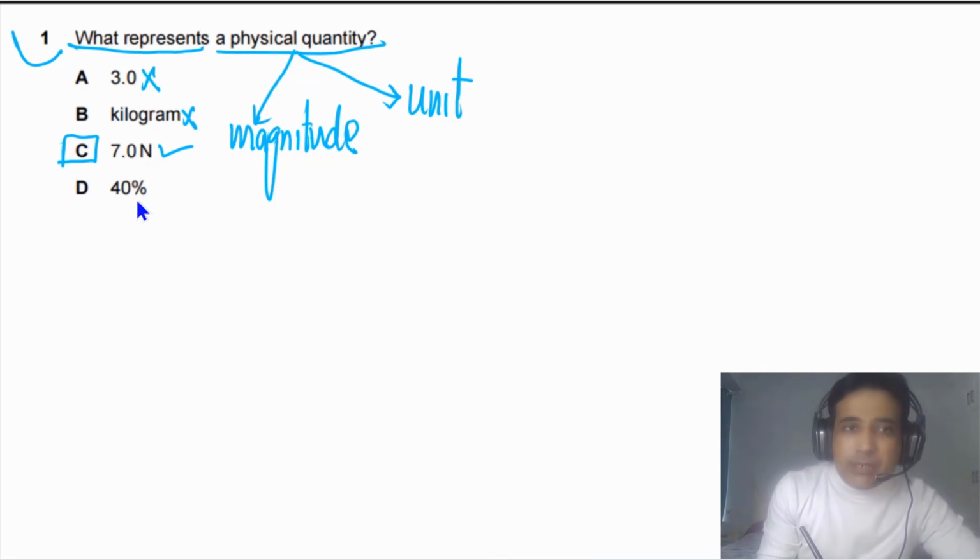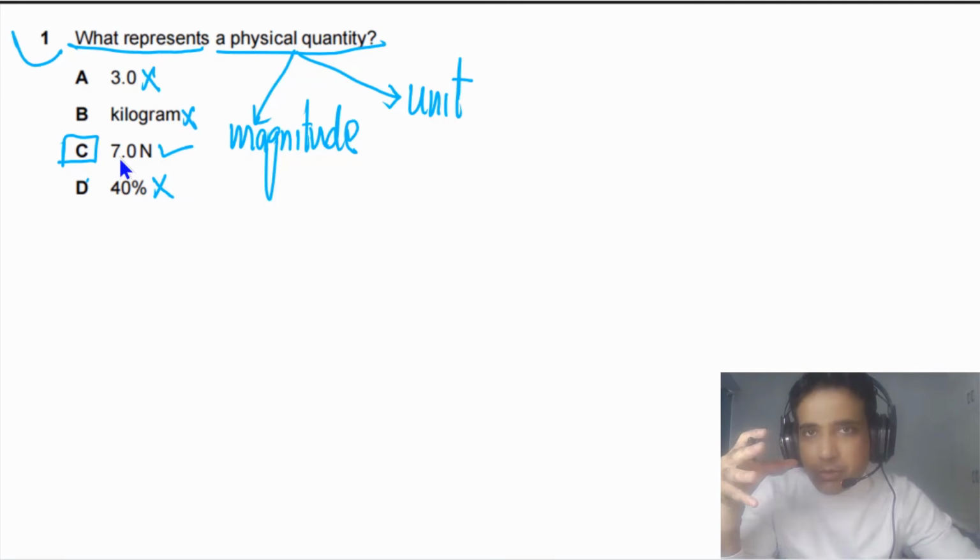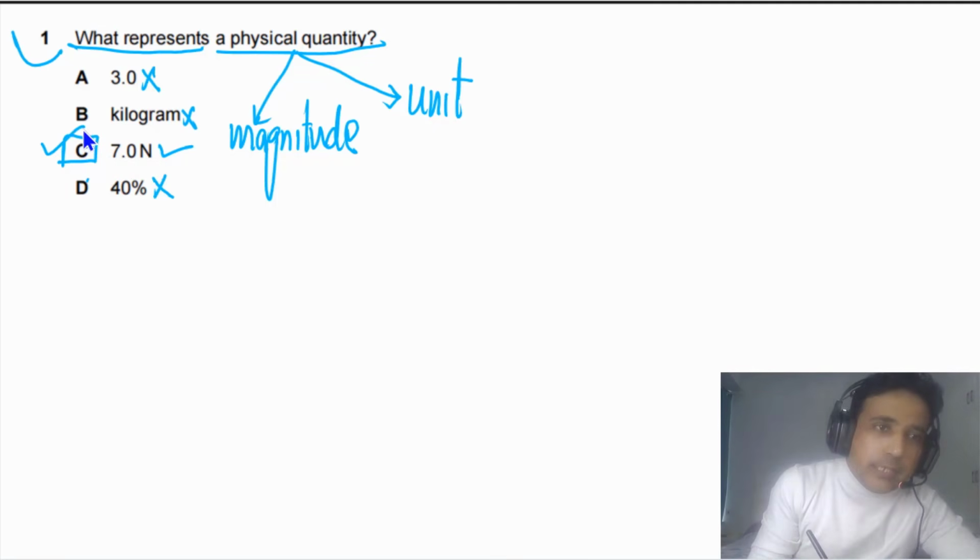D is also not the answer because it's just a percentage. So the answer for this question is C. You need to understand a physical quantity should have magnitude and also it should have unit. So for this question, the answer is C.